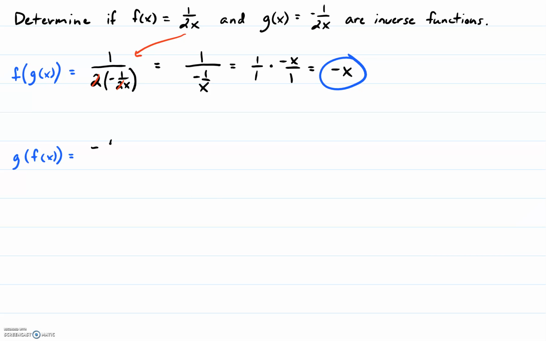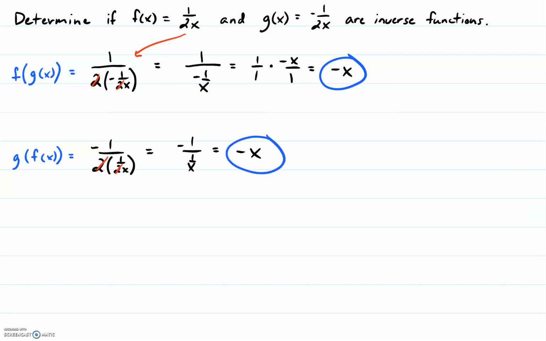So evaluating g of f of x is just putting f of x inside of g. So g is negative 1 over 2 times something, and that something is going to be our f of x, 1 over 2x. And in this case, again, the 2's are going to cancel in the denominator, and we're going to be left with negative 1 over 1 over x, and again, we know what that's going to simplify to. It's going to equal negative x for the exact same reason as the problem above it did.